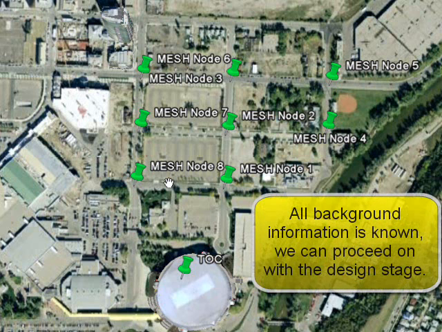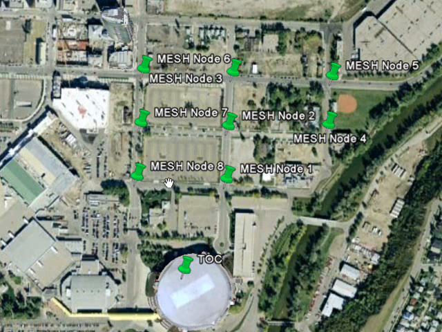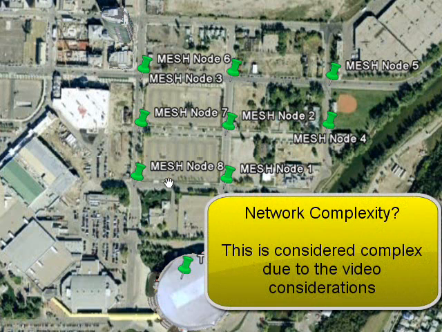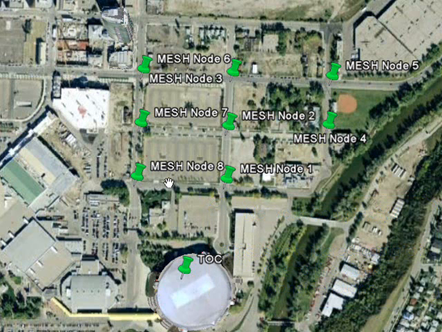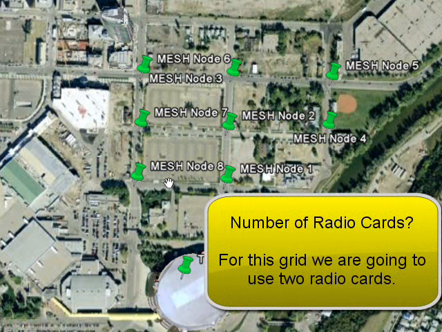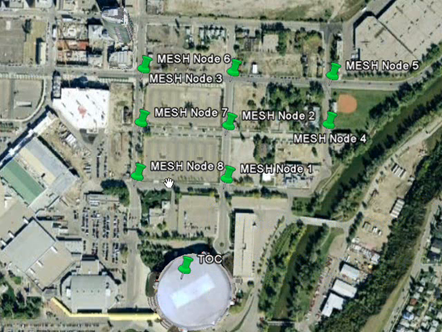So the question remains, what do we do in order to design our mesh network? Let's take a look at the network complexity. Yes, it is a smaller mesh network, but on the other hand, we are bringing back video, so we can consider it a complex network. For each of these mesh locations, what sort of radio cards would we end up using? Either a mesh node with one radio card or with 2 radio cards.